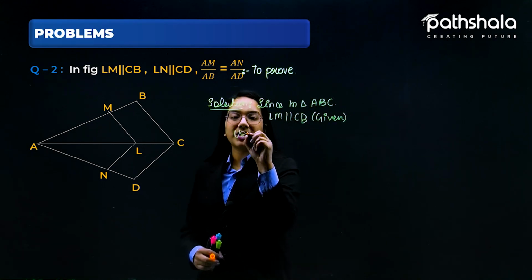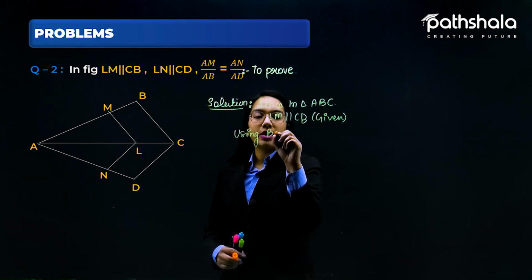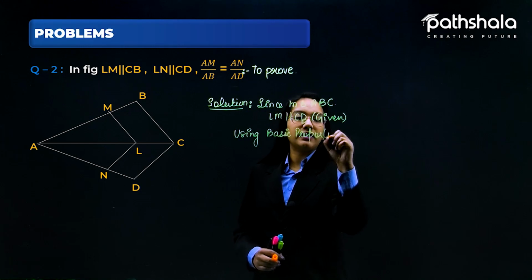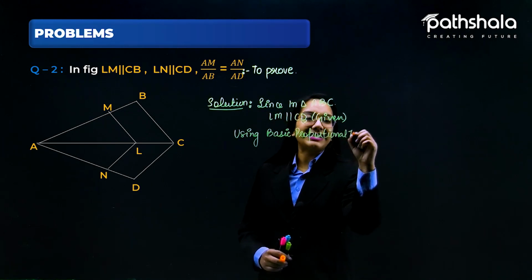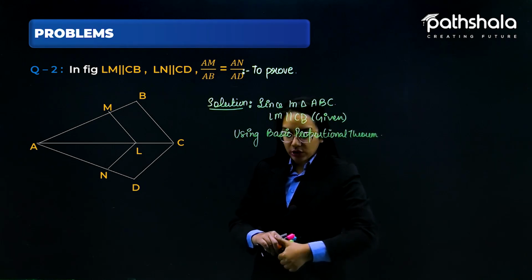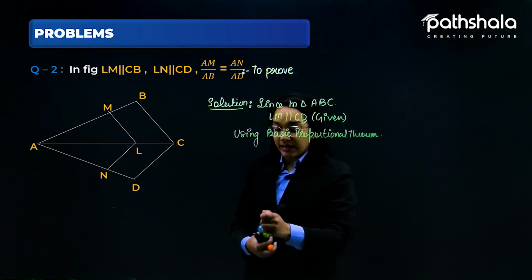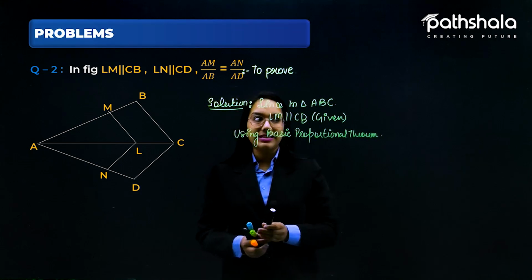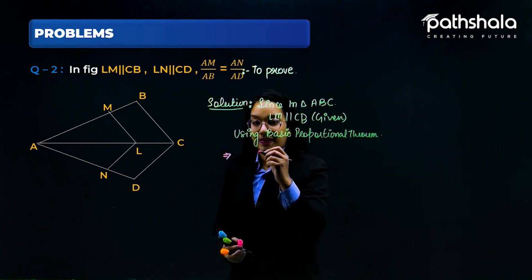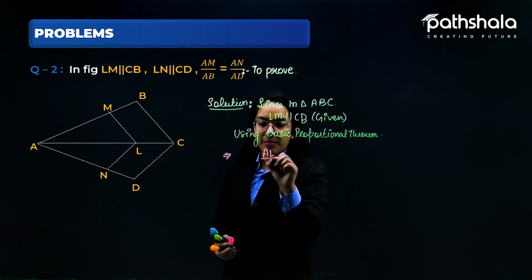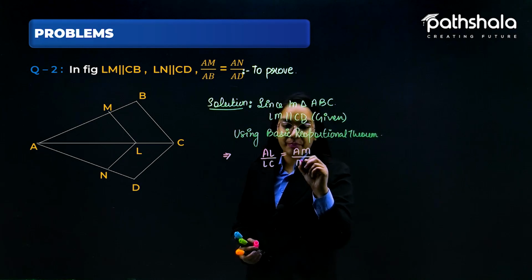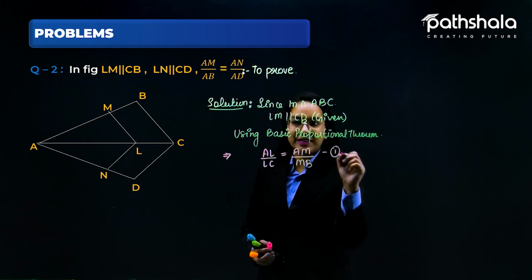using the basic proportionality theorem, what can we say about this? If this is a line parallel to the third side of the triangle, then it implies that this parallel line is dividing the other two sides in the same ratio. Means AL by LC is equal to AM by MB. Let us call this 1.